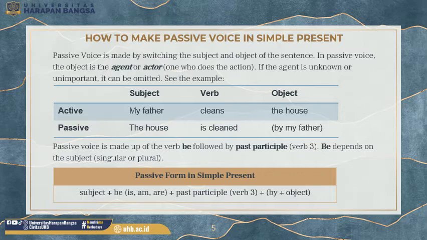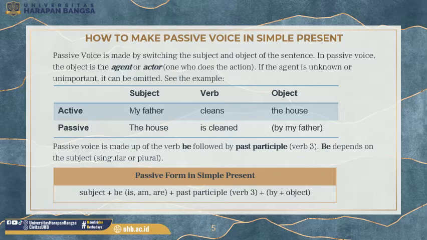Nah, now let's see again. Passive voice is made up of the verb be followed by past participle or verb 3. Jadi untuk membuat kalimat pasif, maka kita perlu bentuk be diikuti oleh past participle atau verb ketiga. Nah, bentuk be ini depends on the subject. Tergantung pada subjeknya. Apakah subjeknya itu tunggal atau jamak.